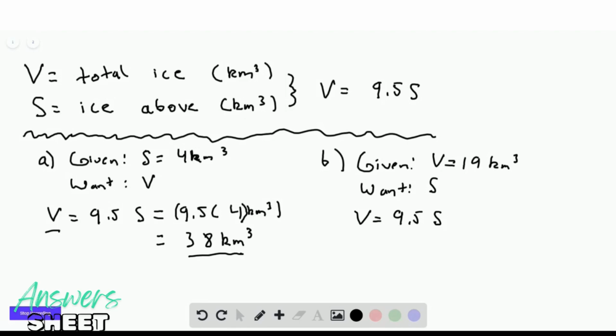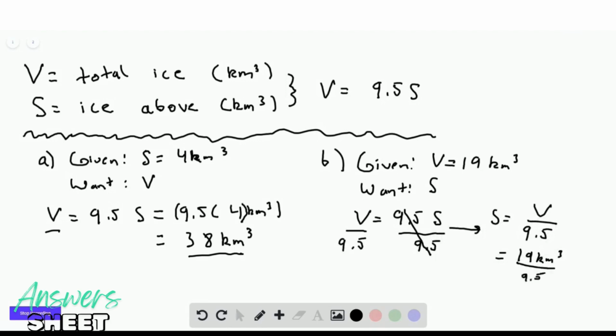So the thing it's being multiplied by is 9.5. So we want to divide both sides by 9.5. We have the same thing on the top and the bottom here. So these cross out, and we're just left with S by itself. So I'm going to rewrite that as just S is V over 9.5. And then we can plug in the value that we were given for V. So when we plug in 19 kilometers cubed over 9.5, we get that S is 2 kilometers cubed. Running out of space there at the end.